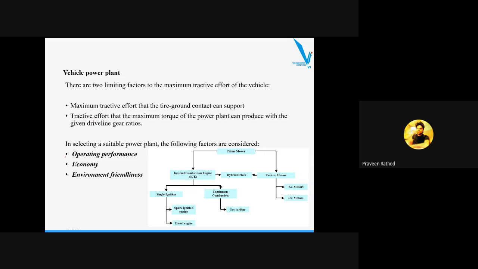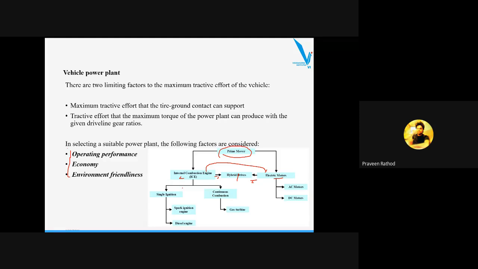Whenever we have to select any power plant, we have to consider these three parameters. If you consider a prime mover, we have the internal combustion engine and we have an electric motor. When we combine these two, we will have a hybrid. You already know all these things: single ignition, continuous combustion, in that spark ignition, diesel.